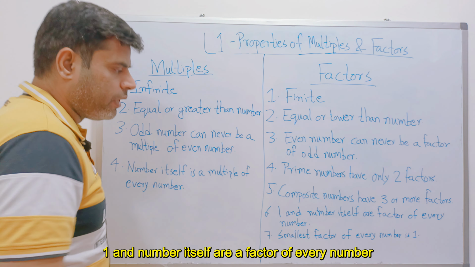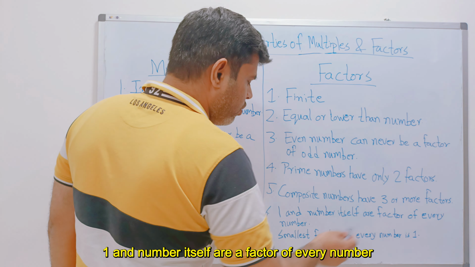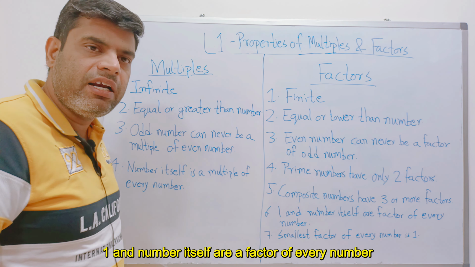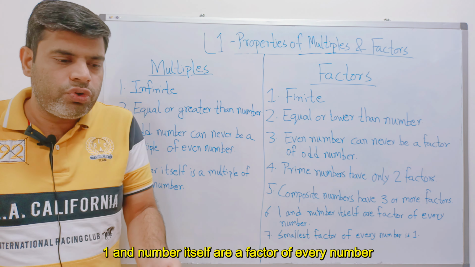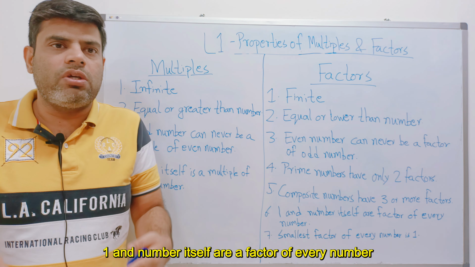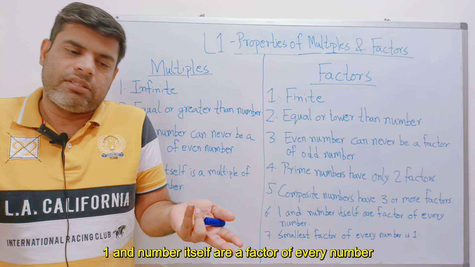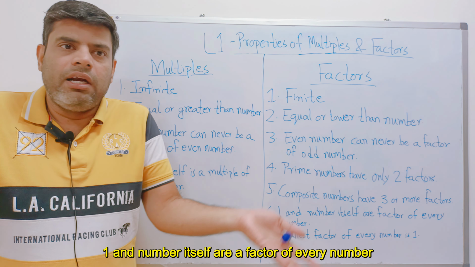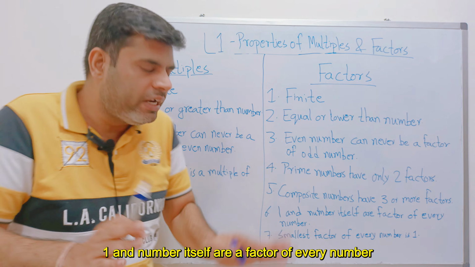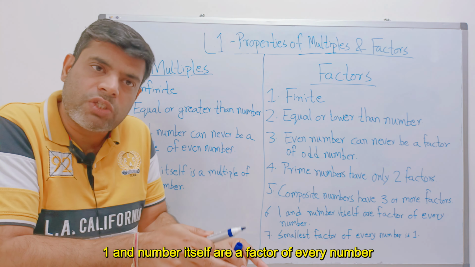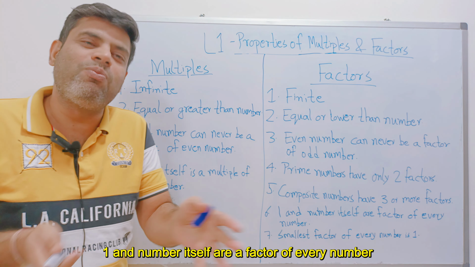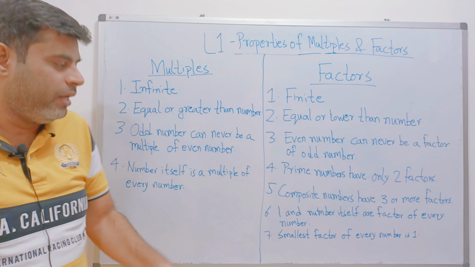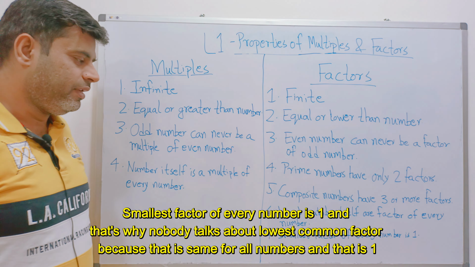The sixth property, 1 and the number itself are factors of every number. Very simple, right? If I want to know the factors of 3, 3 and 1. So in any case, every number will have at least 2 factors, the number itself and the 1, even the prime number. All other numbers may have more factors, but these two will definitely be there. Of course, in the case of 1, which is a special number, the number itself and 1 both are the same. That's why it is a special number, because of this sixth property.